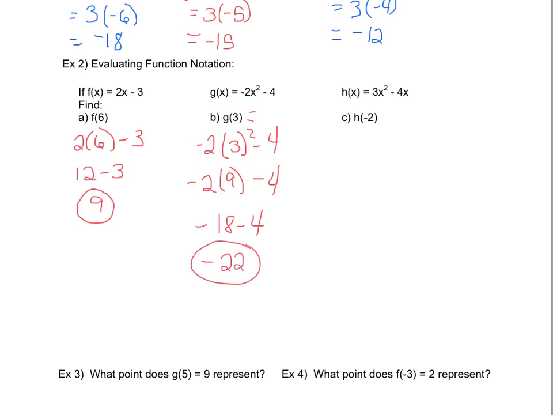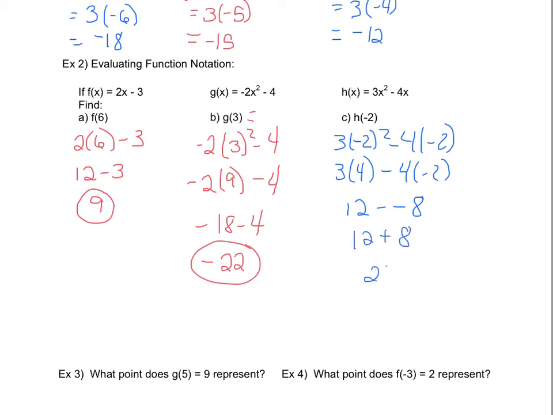On the last one here for letter C, I'm trying to evaluate h of -2. Well, that tells me to go to my h function and plug in a -2 for all of my variables. So in this case, I have 2 x's that -2 has to go in for. So I'm going to have 3 times -2 squared minus 4 times -2. Order of operations, I start with my exponent. Now I can multiply. I have 2 places to multiply. Well, that gives me 12 minus a minus becomes plus, so 12 plus 8 is 20.